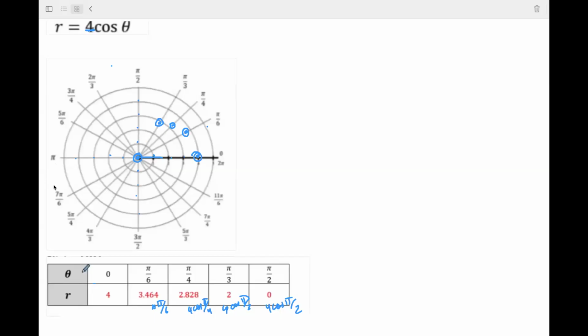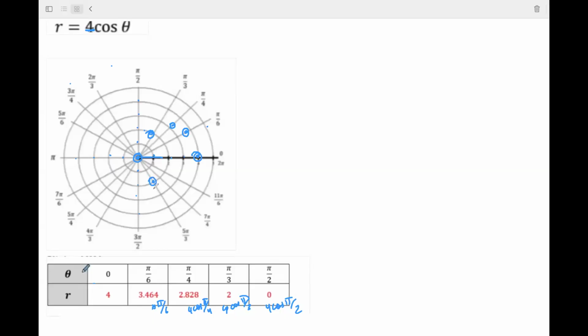Really? Am I doing it correct? 2 means 1, 2. Pi by 2 is a 0, and then you've done it correct. 2 pi by 3 is a minus 2. Where is 2 pi by 3? 2 pi by 3 is a minus 2.